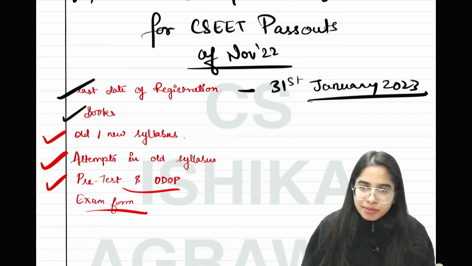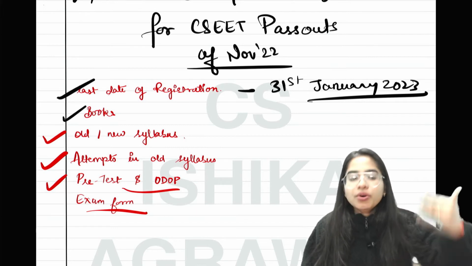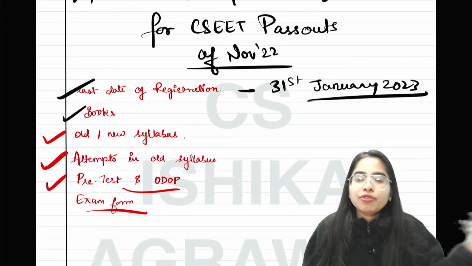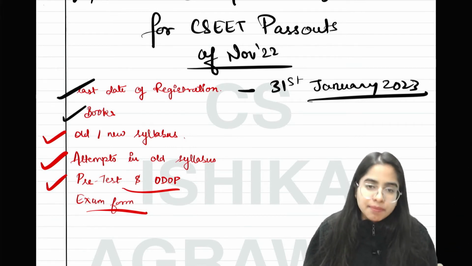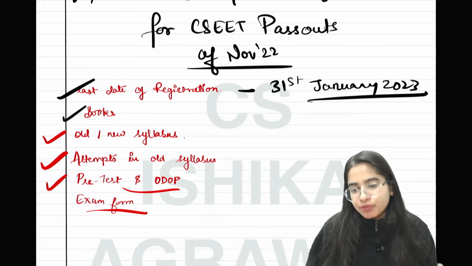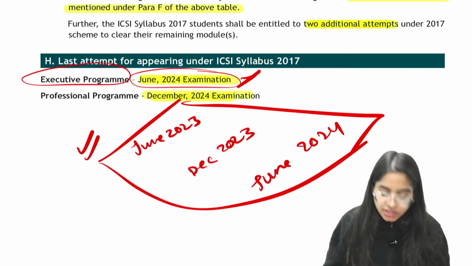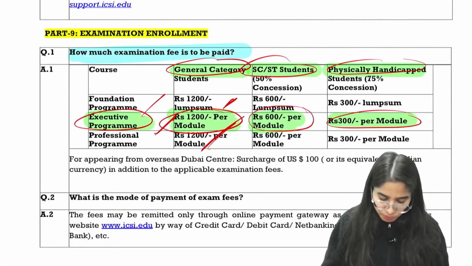Approximately 2 months before the examination, you have to fill the exam form. That is, you have to submit it to ICSI. You have to enroll with ICSI for the examination, right? That is known as exam enrollment or filling the exam form. So you have to fill the exam form approximately 2 months before your examination. So here I'll tell you the last date of filling your exam form.